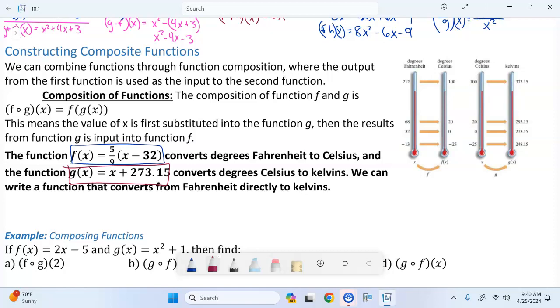Okay. What function composition allows us to do is skip that middle part. And it allows us to write a new formula that goes directly from the original input, in this case Fahrenheit, and gives us our final output, in this case degrees Kelvin. Okay? And it does a direct conversion from Fahrenheit to Kelvin because it uses one function, the entire function, as the input to the other function.